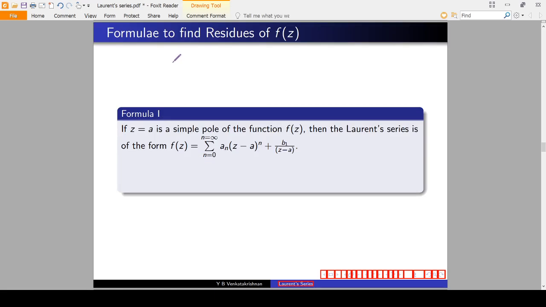As I told you earlier, B1 is called the residue, and if the expansion of a Laurent series contains a finite number of terms in the principal part, then it is called a pole of order m.